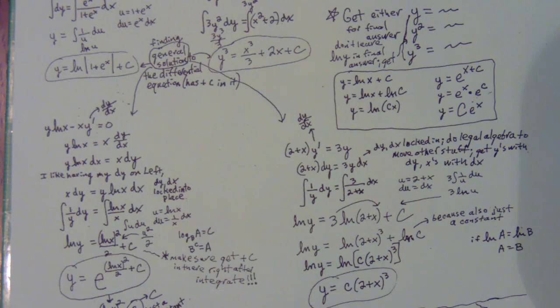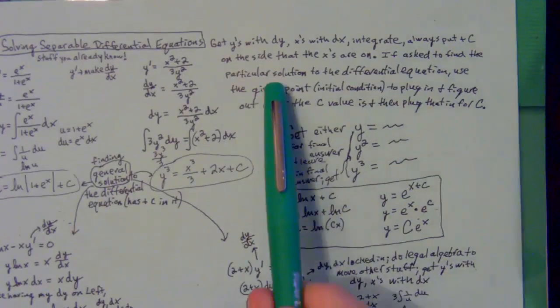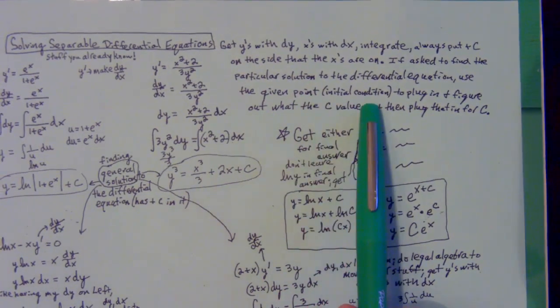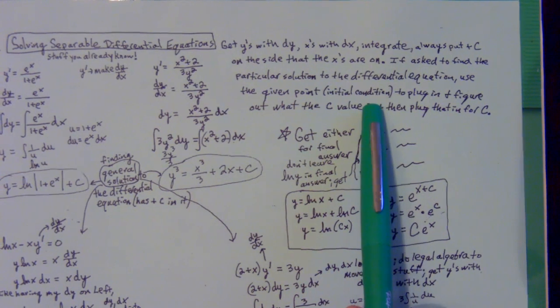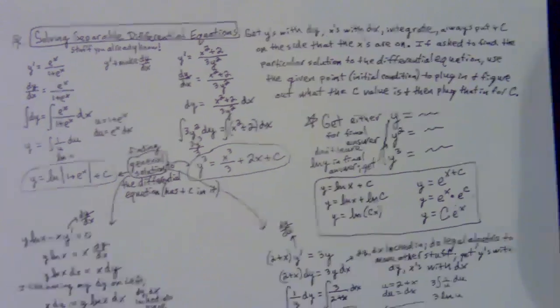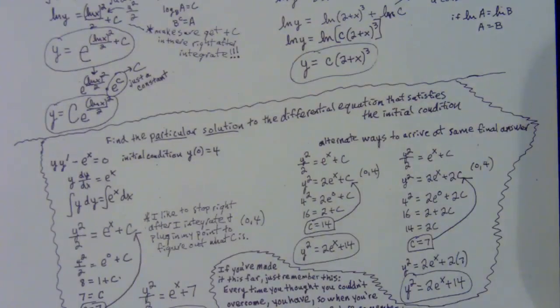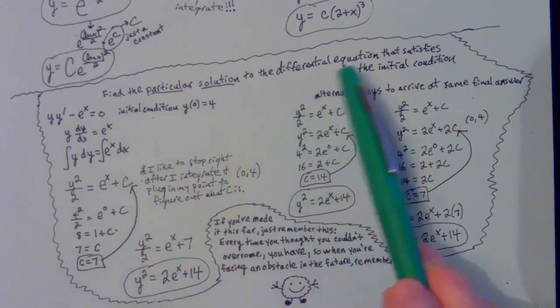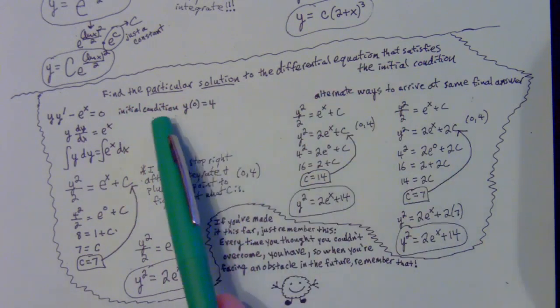And then the last example we're going to talk about, if they say find the particular solution to the differential equation, they're always going to give us a given point. They'll call it an initial condition quite often. And then we're going to use that point always. I'll plug it in to figure out what that C value is, right? So this is the last example. And here's the directions. Find the particular solution to the differential equations that satisfy this initial condition.